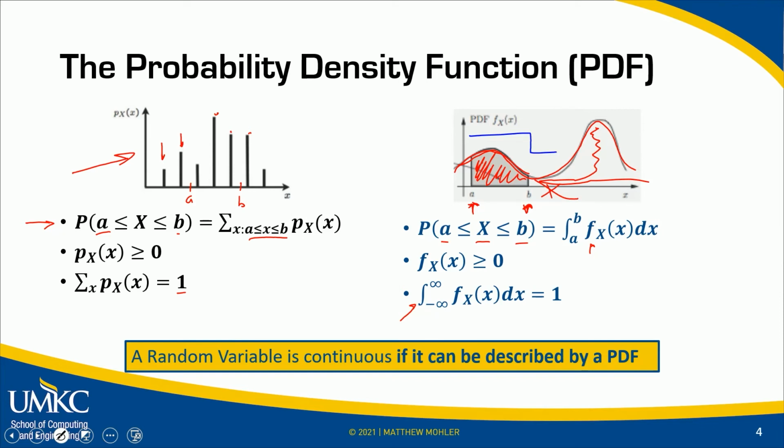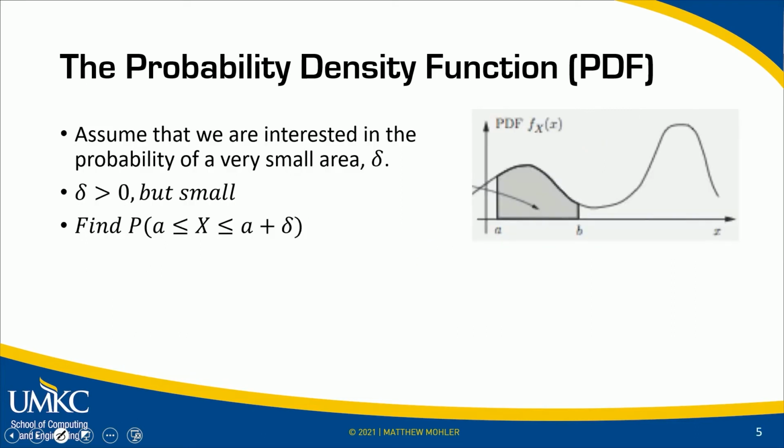Now, let's take a little bit of a deeper dive into the probability density function, and let's assume that we're interested in the probability of a very small area, and we'll call that delta. This delta is some value greater than 0, but it's very small. A lot of this is going to sound like your Intro to Calc 1 course, because we're going to say, let's find the probability that the random variable x is less than or equal to a plus delta. So x is between a and a plus delta. We still have our a here, and let's assume that we add in some point right here that we will call a plus delta.